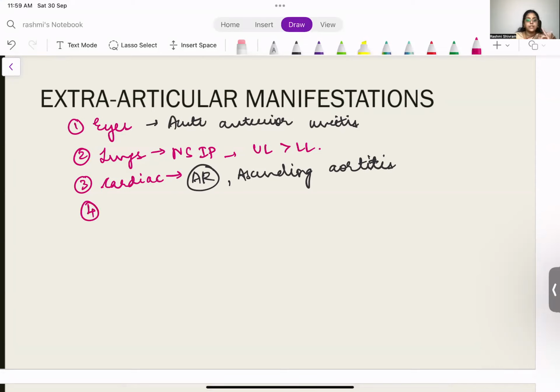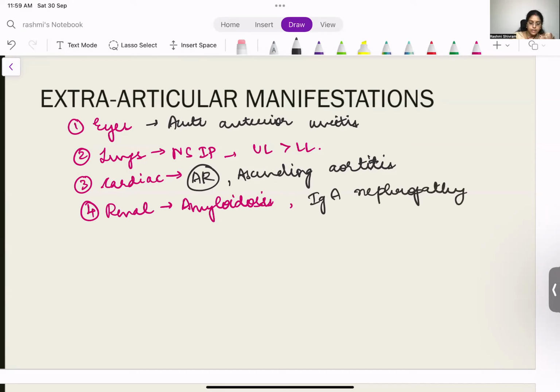Next, what is the fourth one? So you have seen eyes, lungs, and cardiac involvement. Next will be the renal involvement. In patients with chronic rheumatological illnesses, the patient will actually develop amyloidosis. Because of that, the patient can develop proteinuria and renal failure. So amyloidosis is one manifestation of that. The other most important thing is the patient can develop IgA nephropathy, secondary IgA nephropathy. This is very, very important. But the more important one is IgA nephropathy developing in these patients.